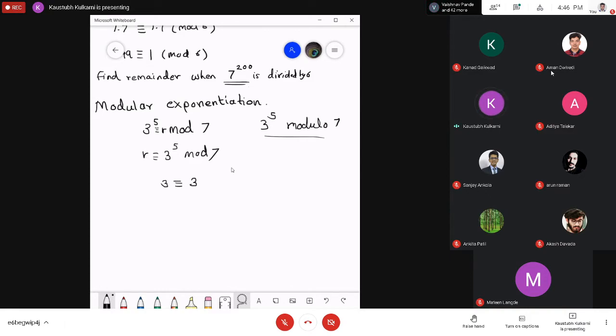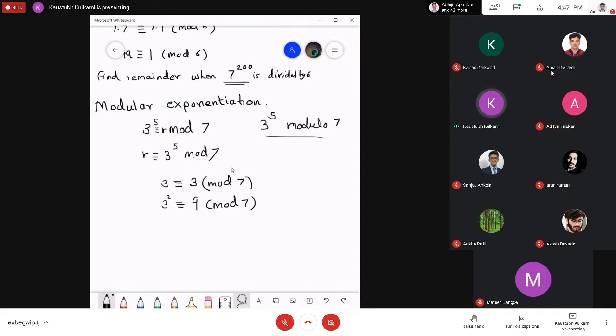So we can say 3 is congruent to 3 mod 7. Then we'll find it for the square. 3 square is congruent to 9 mod 7. This is just literal, 3 square is 9.